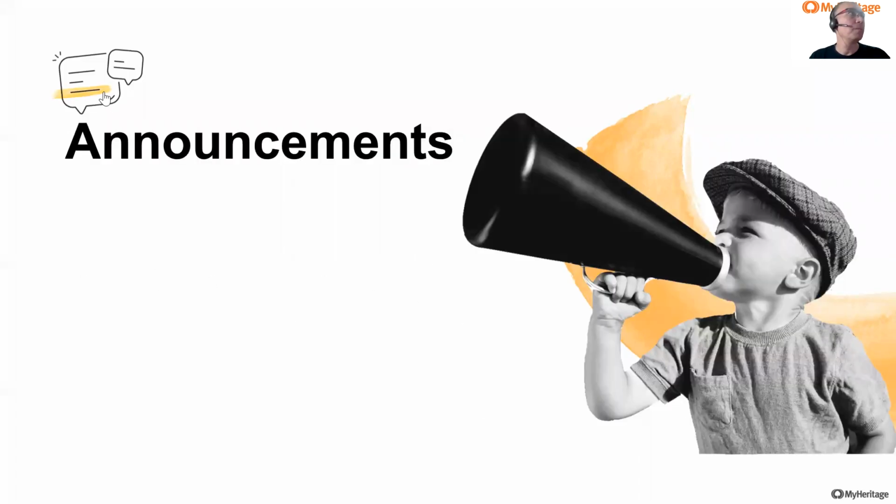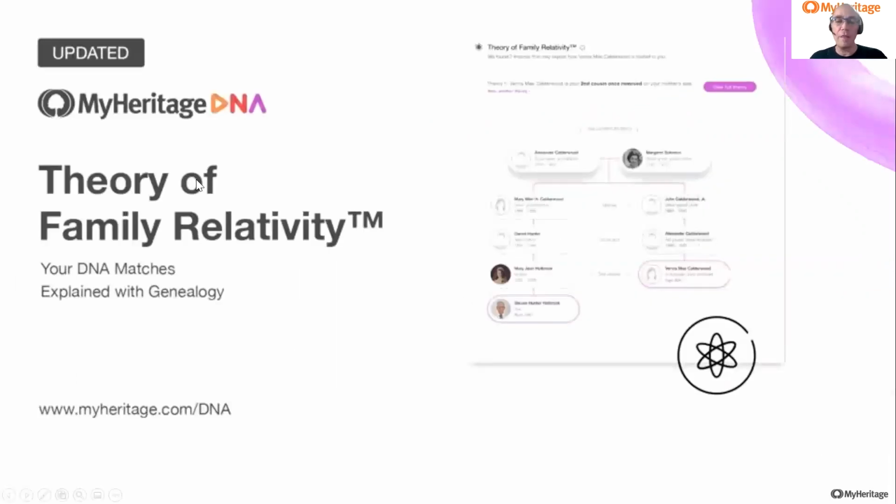Okay, so in the announcements section, the first one is kind of a reminder that MyHeritage, talking about the Theories of Family Relativity, may have managed to reload or update the Theories of Family Relativity right over there. So you should have by now new theories that you can experiment with and discover how you are connected to the other DNA matches that MyHeritage found for you.